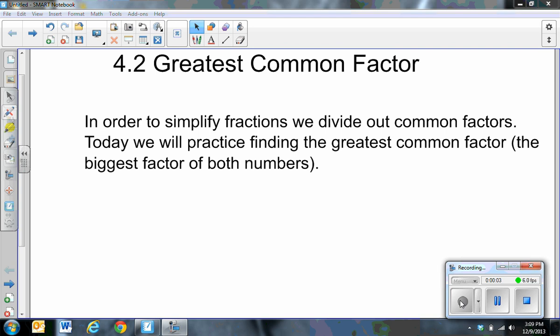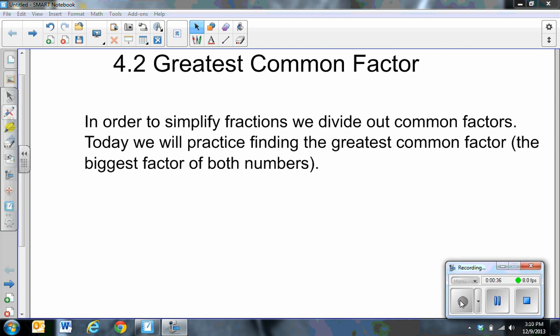Okay, so moving on from prime numbers, we're going to talk today about the greatest common factor. And the reason why we use the greatest common factor is when we simplify fractions, we're going to divide out common factors. And so if we divide out the biggest common factor, then we'll be done simplifying the fraction in one step. Okay, so today we're just going to practice finding the greatest common factor, and we're going to use our prime factorization to do that. That's one of the reasons why we learned it.